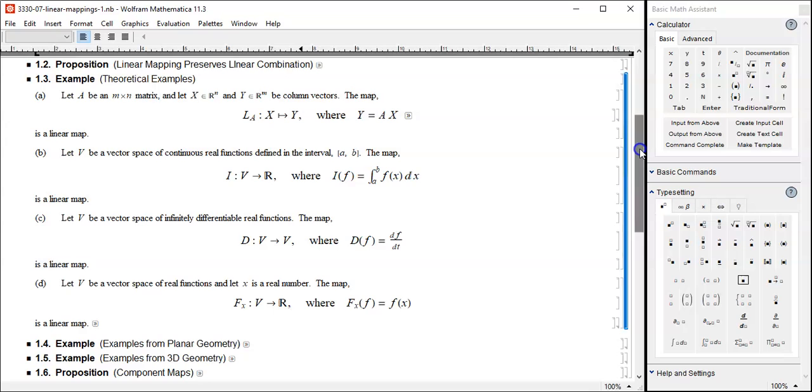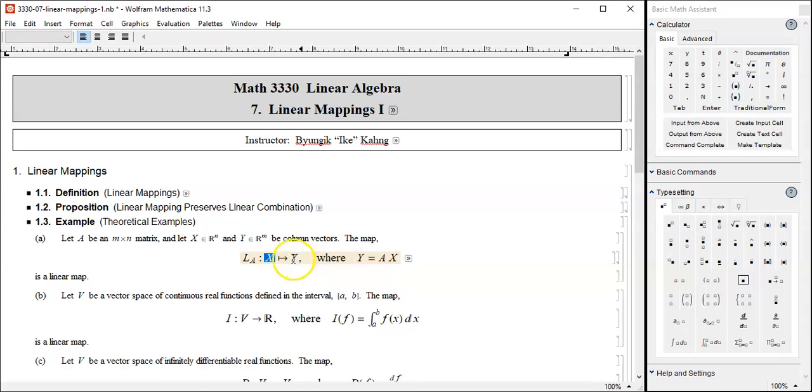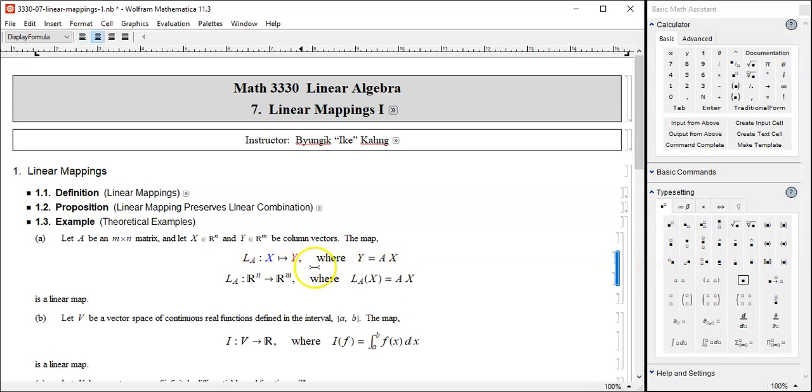Okay, let's go to the examples. These kinds of theoretical examples, I'm not interested in those anymore. Let's come back to this elementary example. If you have an m by n matrix, then it defines a linear map by matrix multiplication. X and Y are column vectors, and X is n-dimensional, and Y is m-dimensional. Then you can consider a linear map that is sending n dimension to m dimension. These two expressions are equivalent actually.